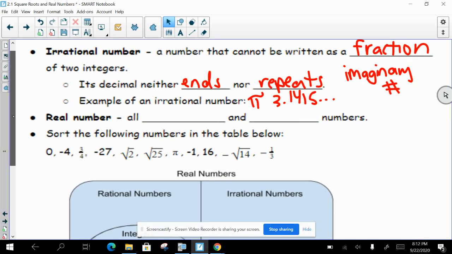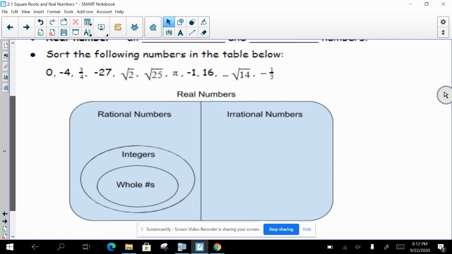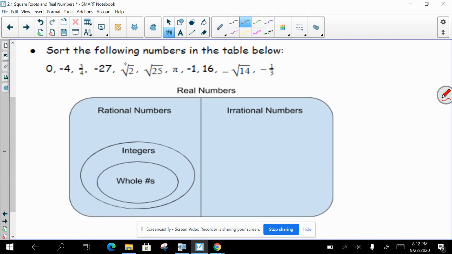So I'm actually going to put those here in this diagram. So if you want, you can pause, copy down this diagram. So pi is irrational. The square root of 2 is irrational. And there are plenty of other square root numbers that are irrational.